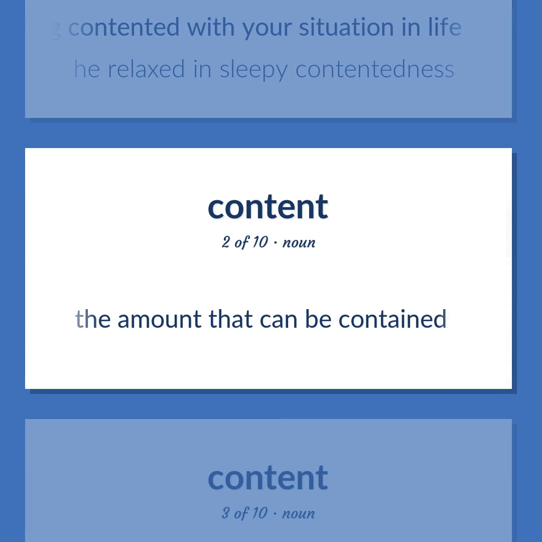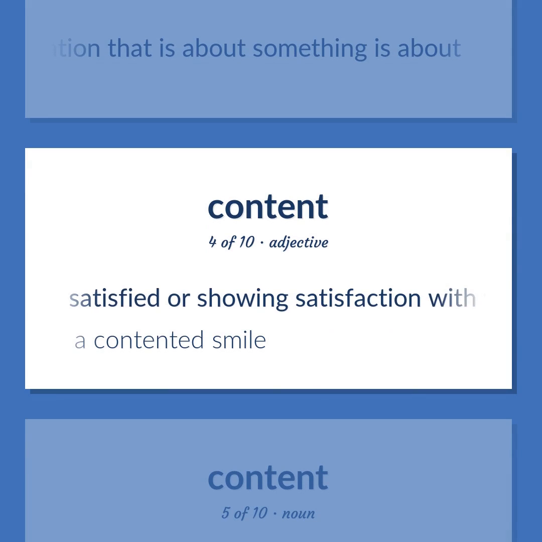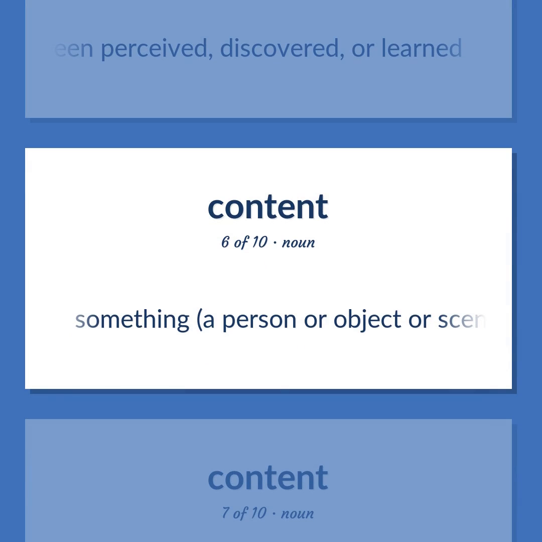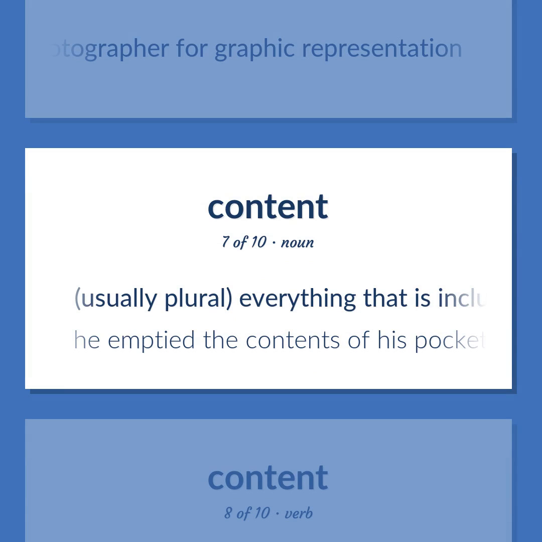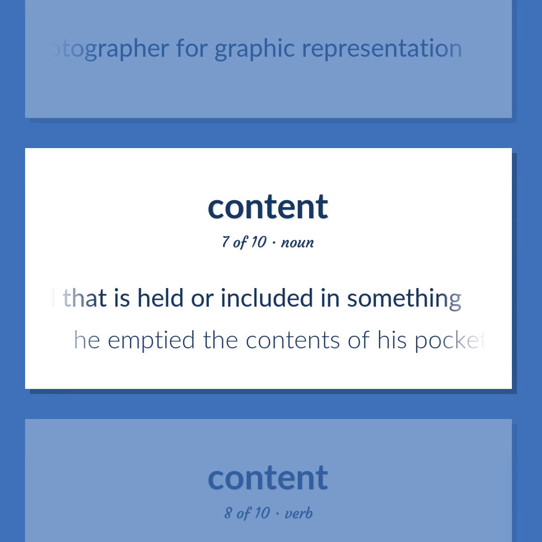The amount that can be contained. What a communication that is about something is about. Satisfied or showing satisfaction with things as they are. A contented smile. The sum or range of what has been perceived, discovered, or learned. Something, a person or object or scene, selected by an artist or photographer for graphic representation. Usually plural, everything that is included in a collection and that is held or included in something. He emptied the contents of his pockets.